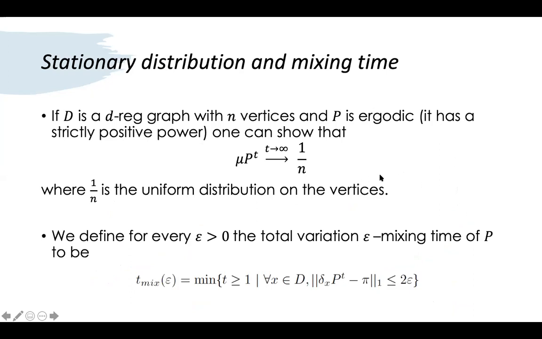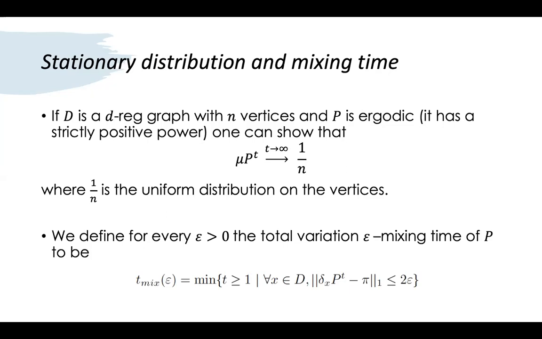Now I'll tell you some conditions on when this walk has a stationary distribution, a limit point. Okay, so if D is d-regular and it's finite, so the number of vertices is finite, you can show that the random walk operator on the directed graph tends to the uniform distribution on the vertices.